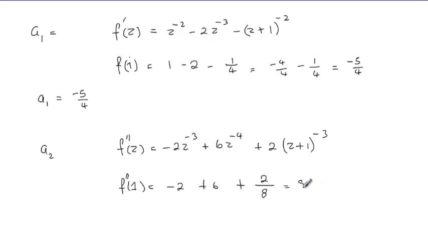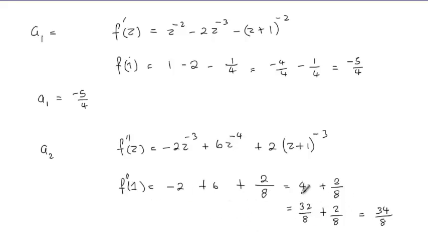which is, it's going to give us 4 plus 2 over 8, and 4 is 32 over 8 plus 2 over 8, which will give us 34 over 8. Please double check my calculations.